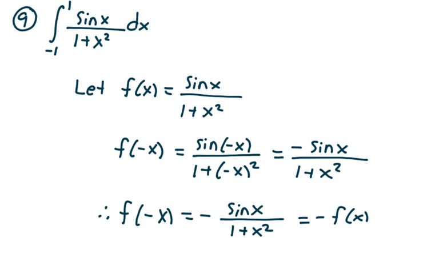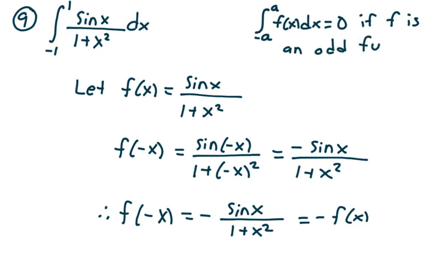Number 9. This one's a great question because this is the integral from -1 to 1 of sine of x over 1 plus x squared dx. And in Calculus 1, you have a result that says something like the following. The integral from -a to a of f of x dx is equal to 0 if f is an odd function. Okay, and that's what I'm taking advantage of here.